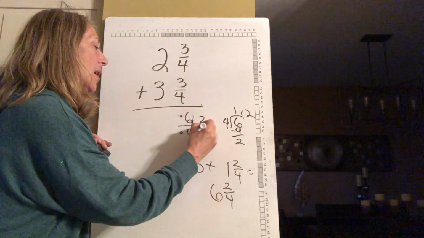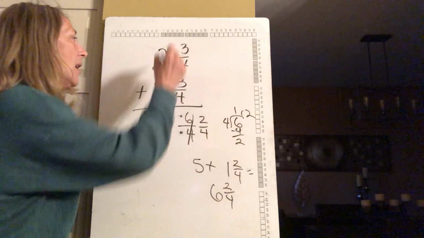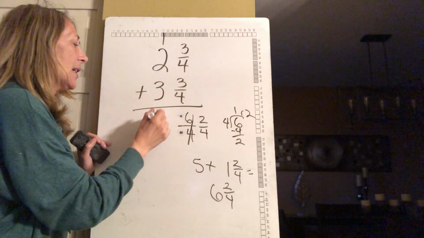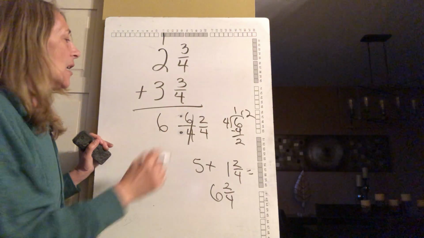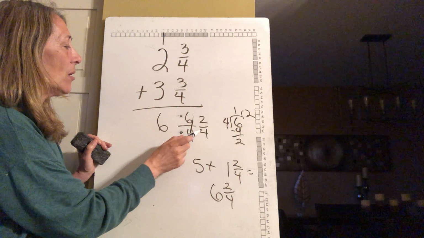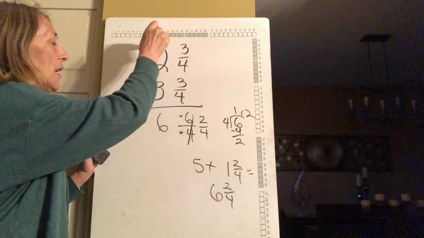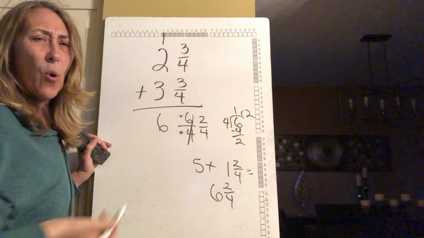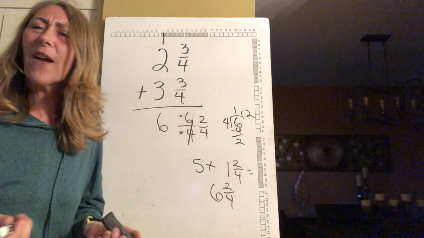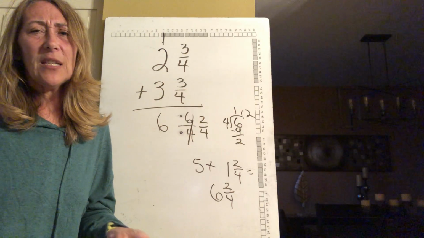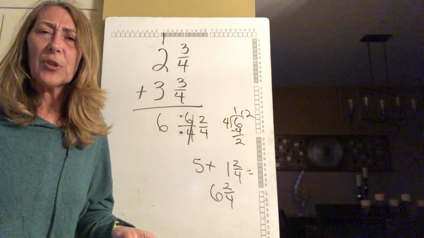Or I could change my 6/4 right here and do my 2/4 here and put my 1 up here. 1 and 2 is 3 and 3 is 6. 6 2/4. So I can either make it a mixed number right here and make it 2/4 and the 1 here, or I could put it down here 1 2/4 and add it to my whole number. The more fractions you do, the different ways you'll find to do them that are easier for you, the fewer steps you'll need to take.